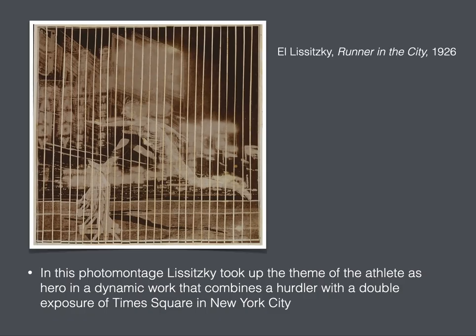In this photomontage, Lissitzky took up the theme of athlete as hero in a dynamic work that combines a hurdler with a double exposure of Times Square in New York City. So if you look really closely, you can see the hurdler and then the city in the background. He sketched the image on the horizontal axis by cutting the montage in strips and pasting them down with slight spaces between the columns.